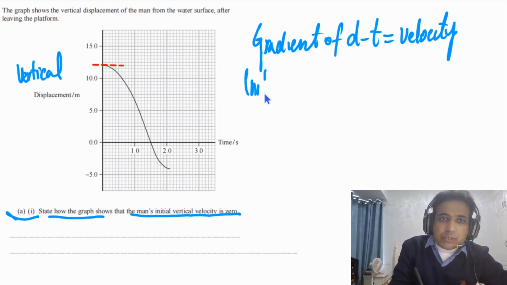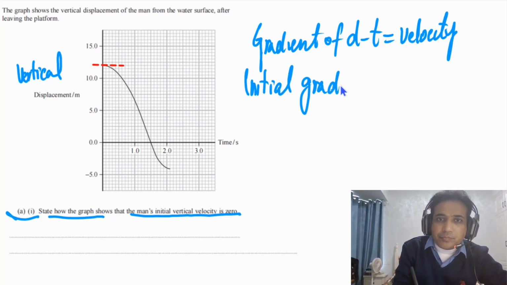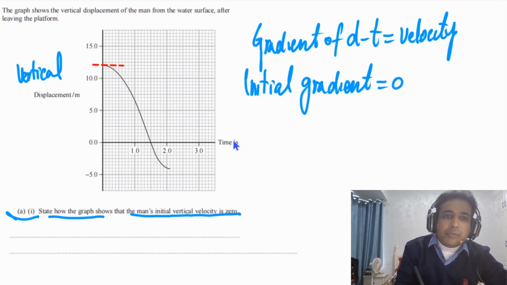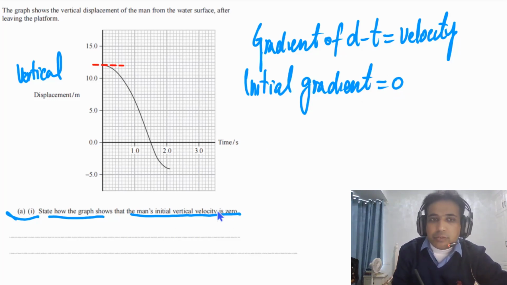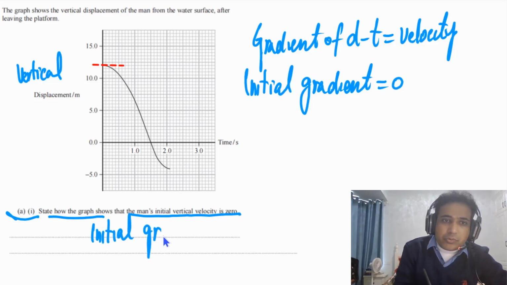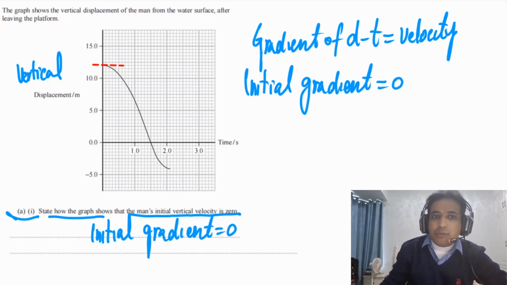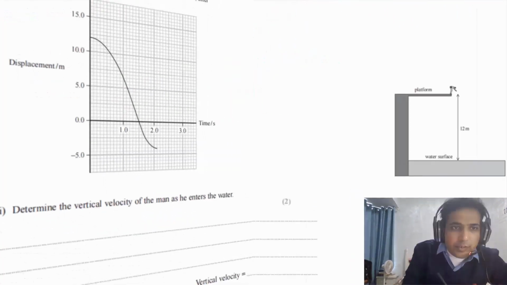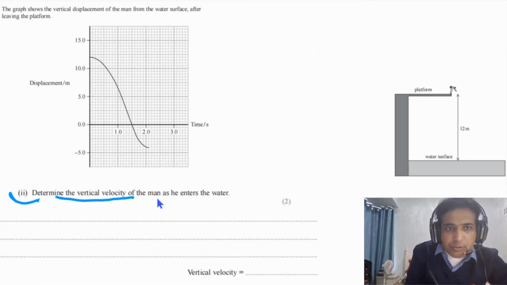So simply we can say as the initial gradient is equal to 0, it means that the initial vertical velocity is equal to 0. As the initial gradient is equal to 0, the initial vertical velocity is also equal to 0. For the second part, we need to determine the vertical velocity of the man as he enters the water.